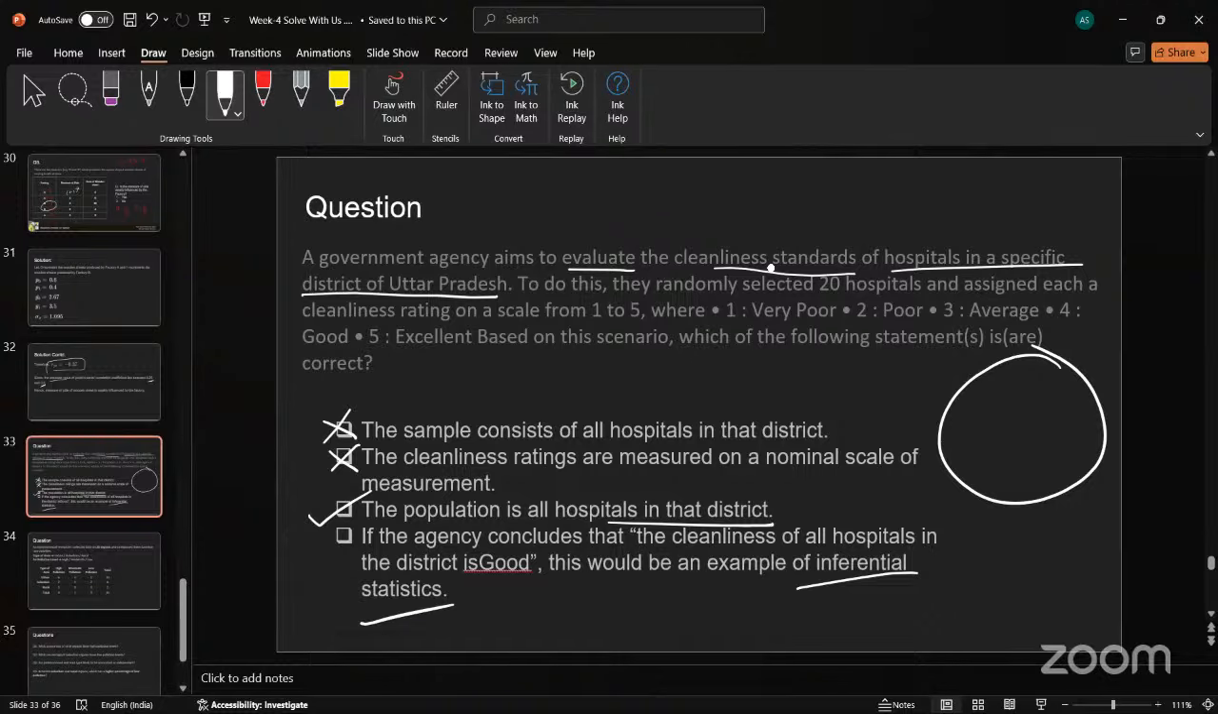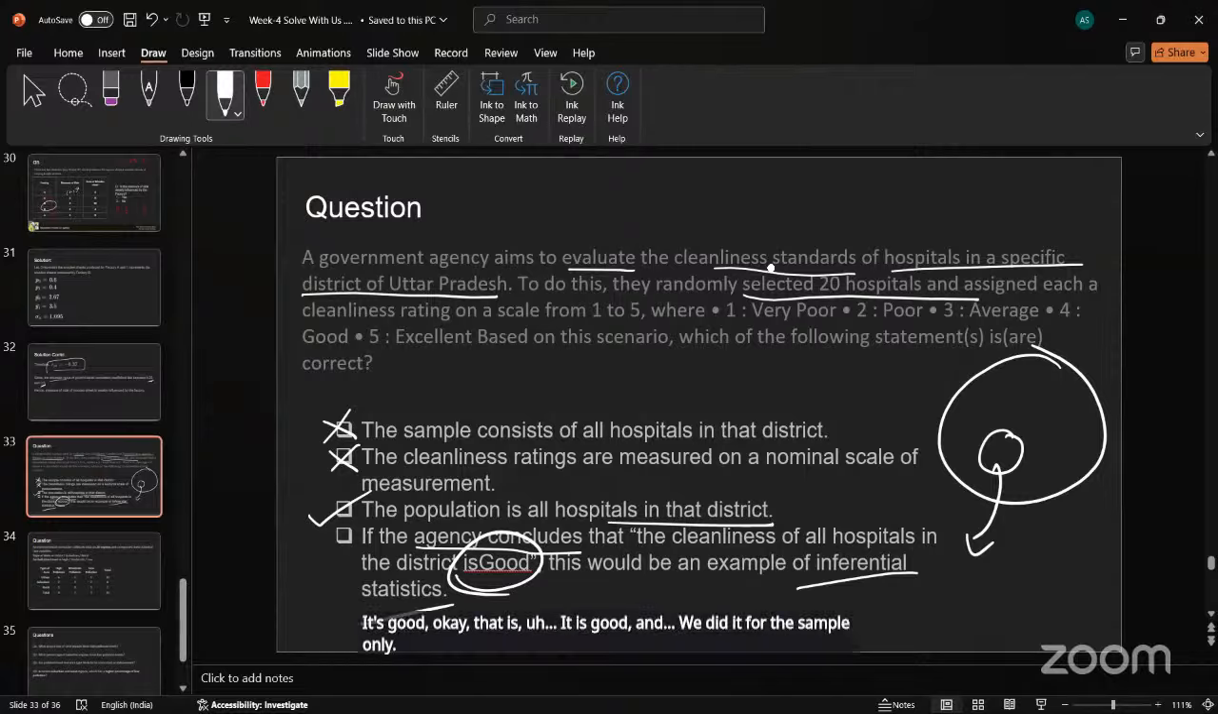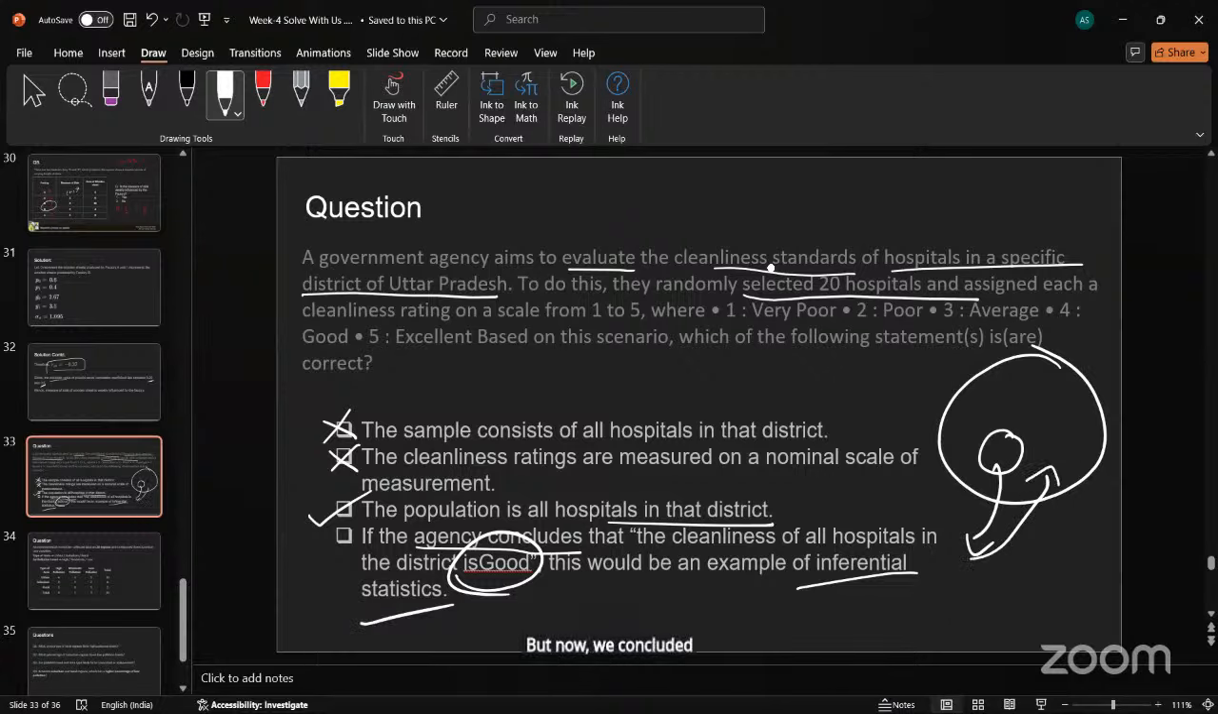But they didn't ask all the hospitals. They selected only 20. So these 20 are the sample that we took from the population. Now, in these 20, the agency concludes that the cleanliness standard is good, and they did it for the sample only. But now we conclude for the whole population: for all the hospitals, the cleanliness standard is good. This is inferential statistics.